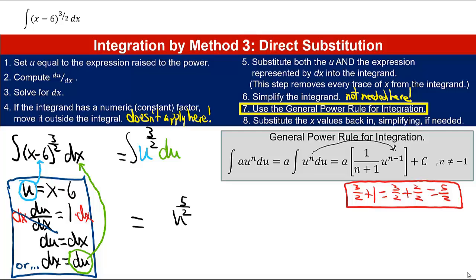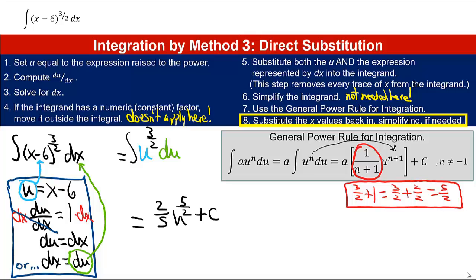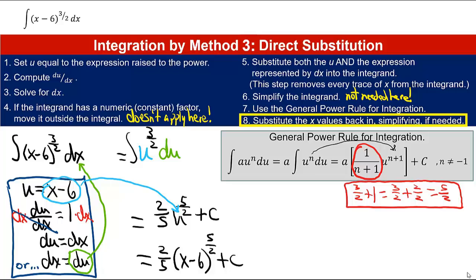So the new power will be u to the 5 halves, and then you have to multiply by the reciprocal. 1 over something is the reciprocal of it. The reciprocal of 5 halves is 2/5. And as always, with an indefinite integral, you have to add plus c. Step 8 says to substitute the x values back in and simplify the result if necessary. Here, the x minus 6 was what u was. We put the u in there. It was not there in the beginning, so getting rid of it, the x minus 6 goes back in instead of the u. And let's just write it at the top.